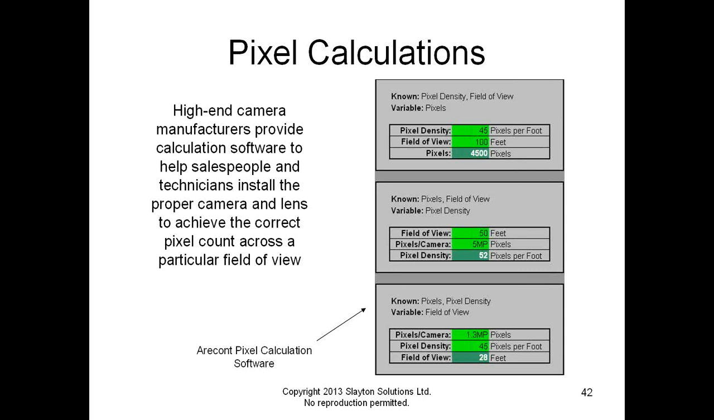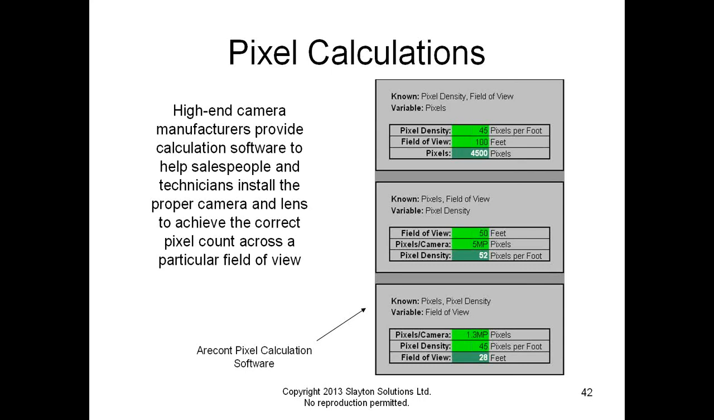The math is easy. And it's the same if you know the pixels and field of view, but you don't know the pixel density. And then it's the same if you know the pixels and the pixel density, but you don't know the field of view. So you can use this software to calculate how big the field of view will be, given the number of pixels you need to achieve the kind of quality of picture that you want.